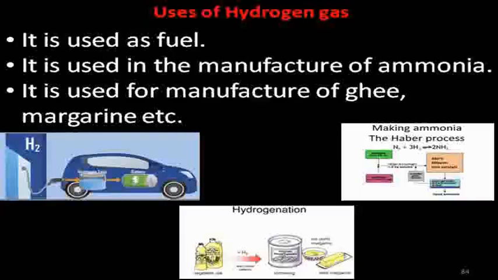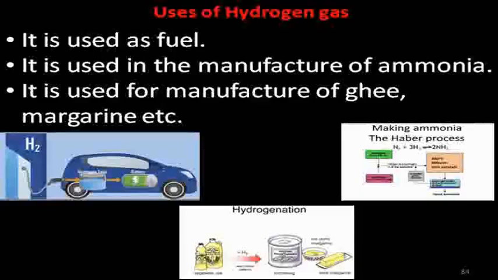Hydrogen gas. The uses of hydrogen gas: number one, it's a very good industrial fuel. And it is also used in the manufacture of ammonia. And it is also used in the manufacture of ghee, margarine, etc. Margarine is nothing but vanaspati, converting vegetable oil into vanaspati.